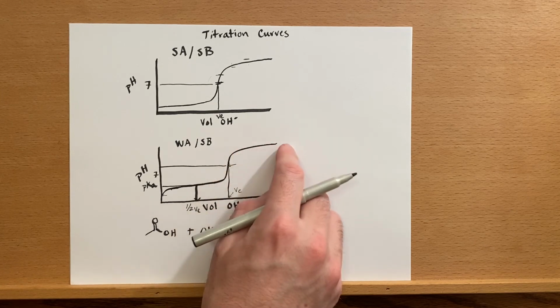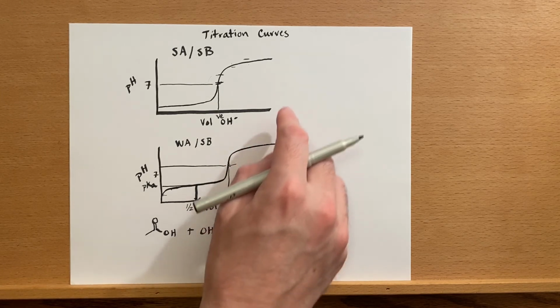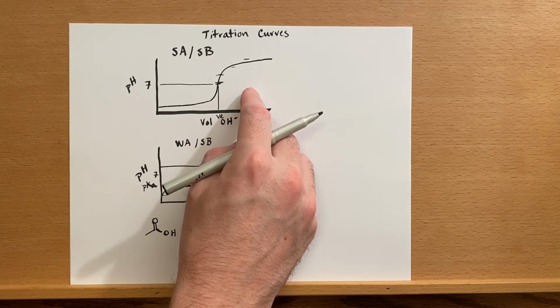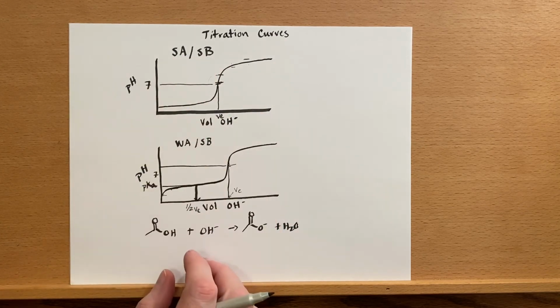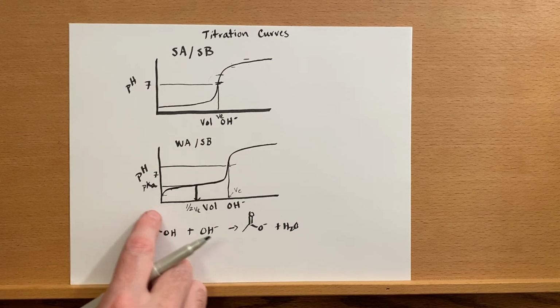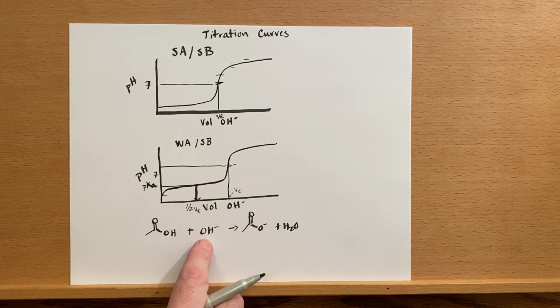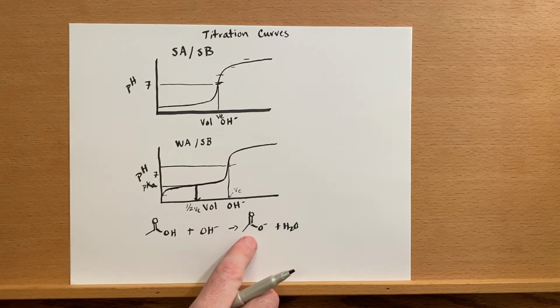After the equivalence point, the calculation is exactly the same as in our strong acid, strong base calculation. What will happen is we will use up all of our weak acid and we'll have some strong base left over. Now, you might say we also have some weak base left in solution too.